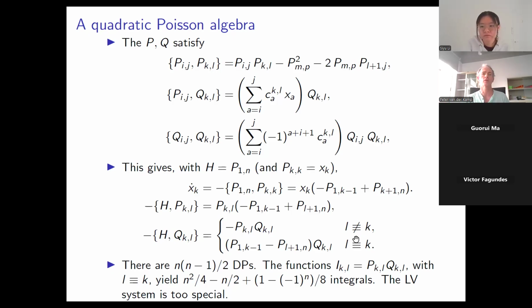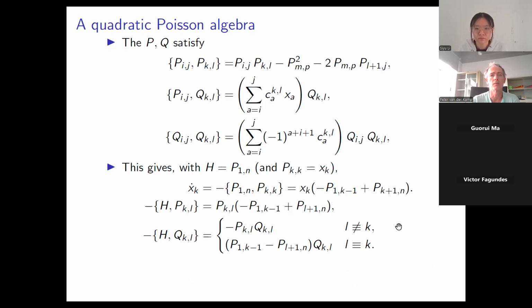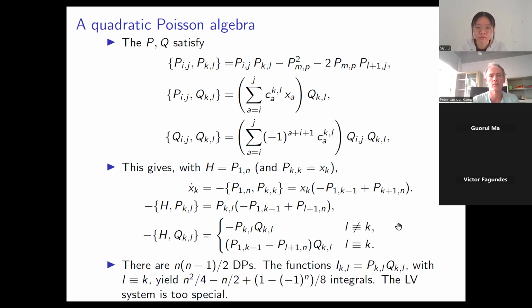too many Darboux polynomials. There is n times n minus 1 over 2 Darboux polynomials, and way too many integrals. The number of integrals, I can't see it on my screen because there is a little box with screen sharing in front of it, but it's basically a second degree polynomial. So the number of integrals goes with n squared, whereas of course there can only be n minus 1 independent integrals. So too many integrals, so the system is too special.